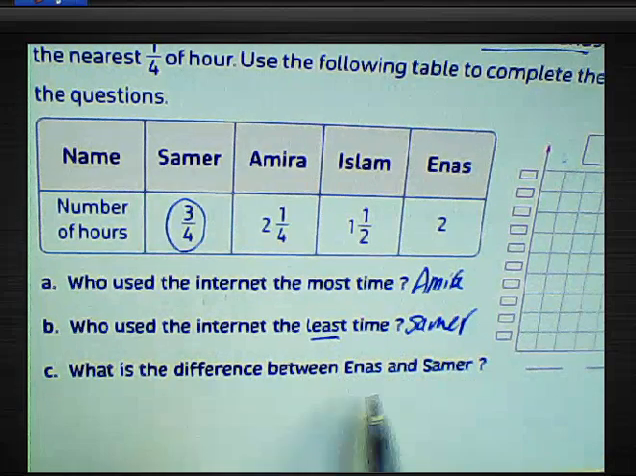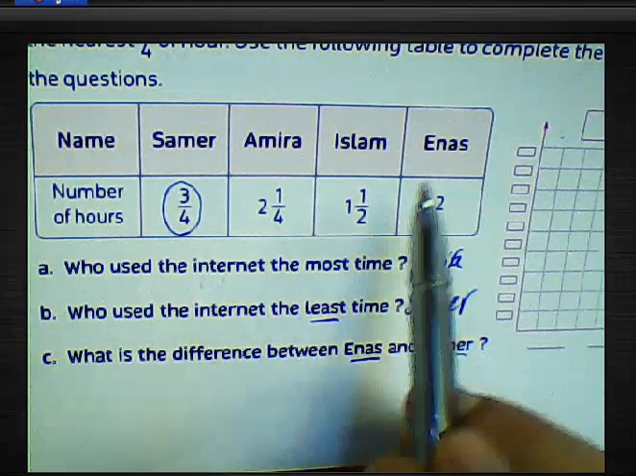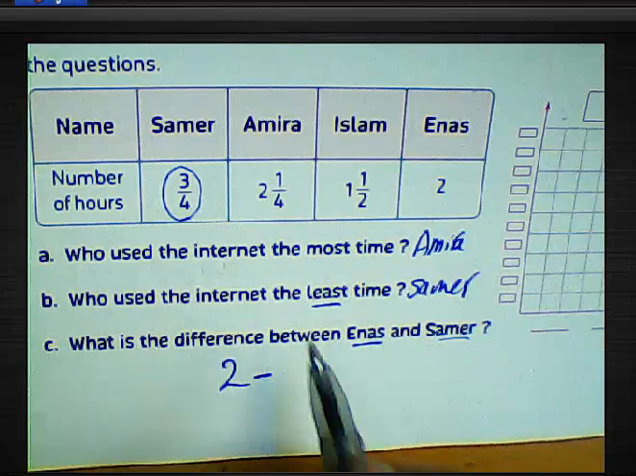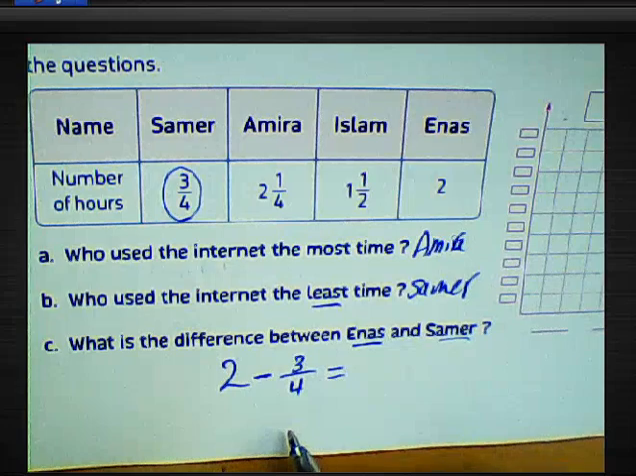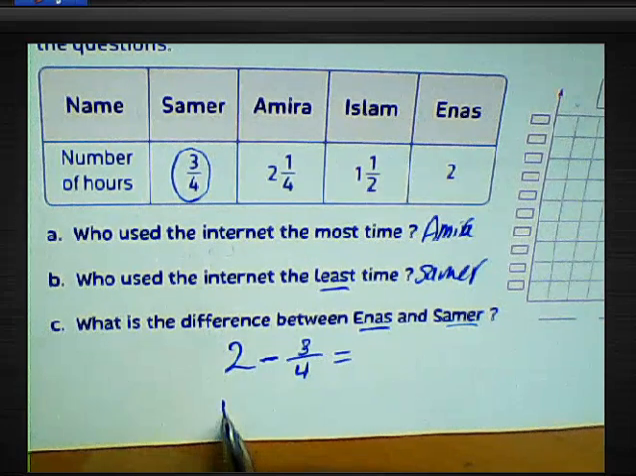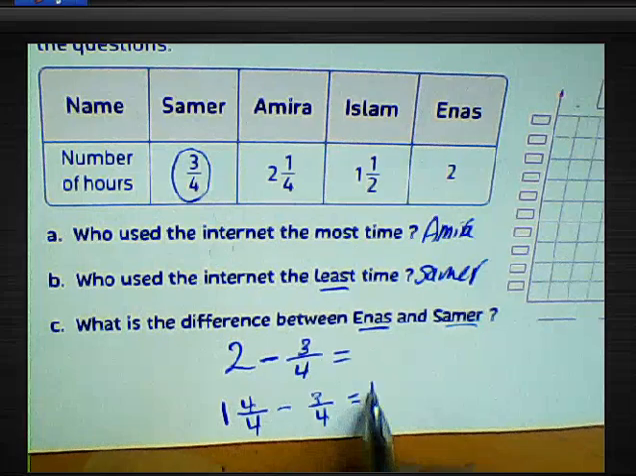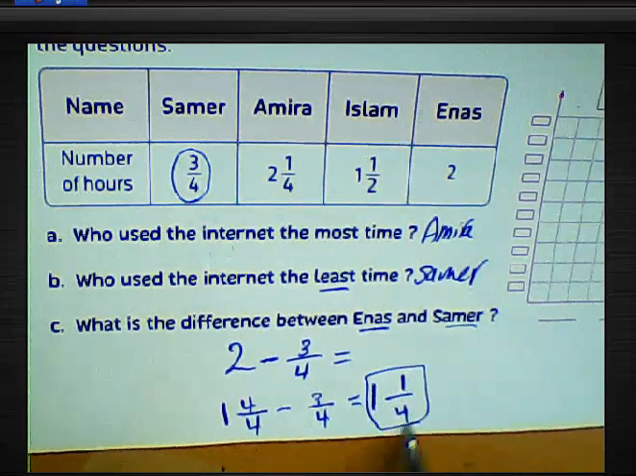What is the difference between Inas and Samir? Inas 2 hours subtract Samir 3/4. It will be 1/4 because 2 will be 1 and 4/4. Subtract 3/4. You can write 1 here, 4 subtract 3 equals 1 and remainder 1. So the result will be 1/4.